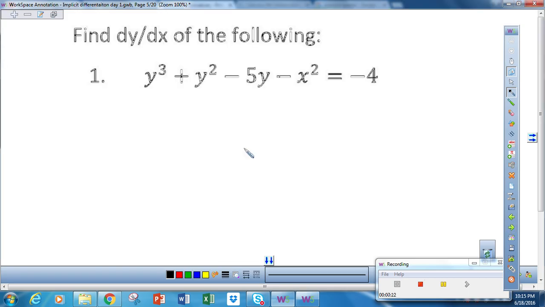You may want to, again, pause the video and try a few of these on your own. And I will do them, but I'd like for you to try them first. Okay? All right, so for this one, we're going to take the derivative of y cubed. We're going to use the power rule first, so that gives us 3y squared. And then we take the derivative of y itself, which is dy/dx.